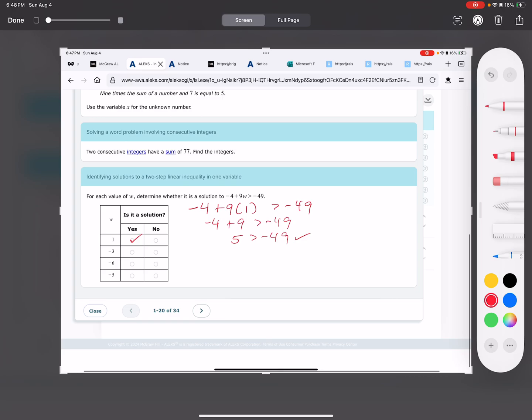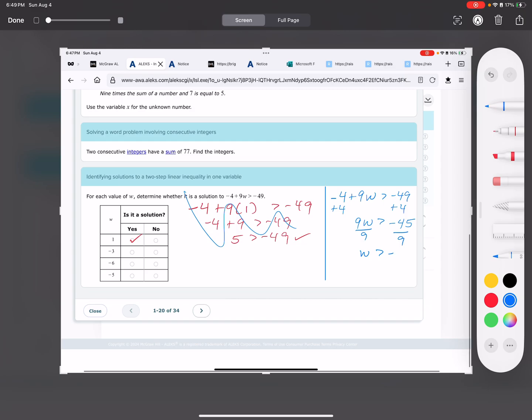So you can go through and do it for each one, or we can just solve for w, and if it's true, then we'll say yes. If it's not, we'll say false. So that's what I'm going to do. That's really the quicker way. So I'm going to do that and show you how that would happen. If I did that, I would not have done this at all. I just would do this. Negative 4 plus 9w is greater than negative 49. And I would add 4 to both sides. And I'd have 9w is greater than negative 45. Okay, and then I would divide by 9 on both sides, and I would get w is greater than negative 5.